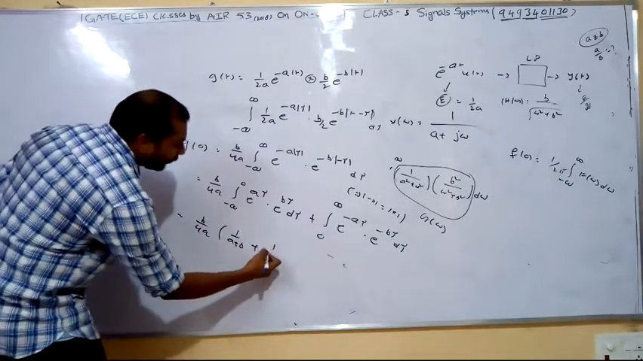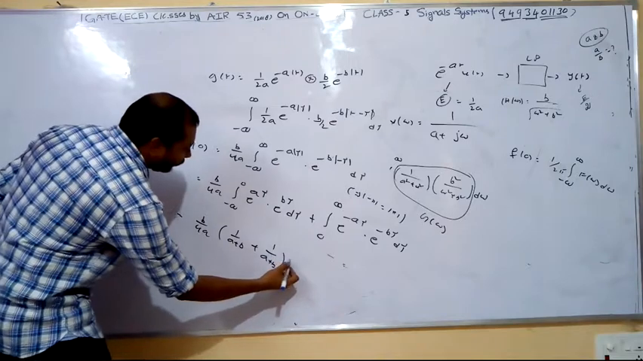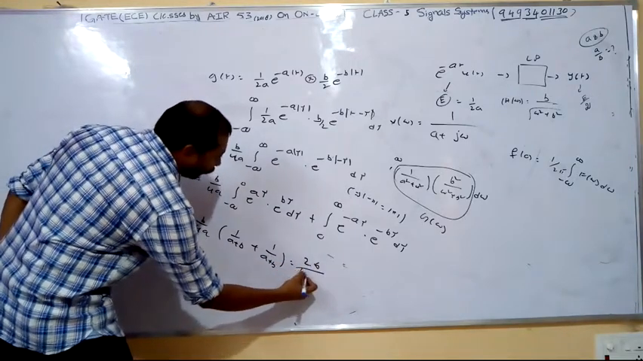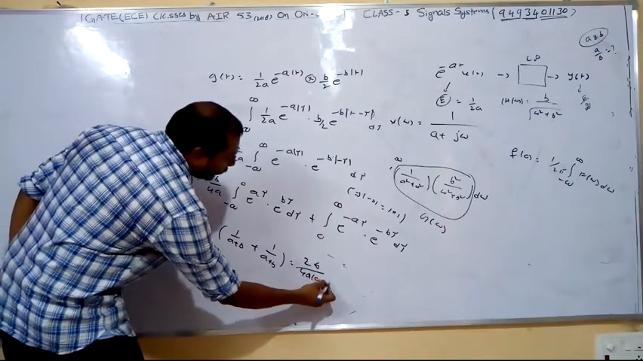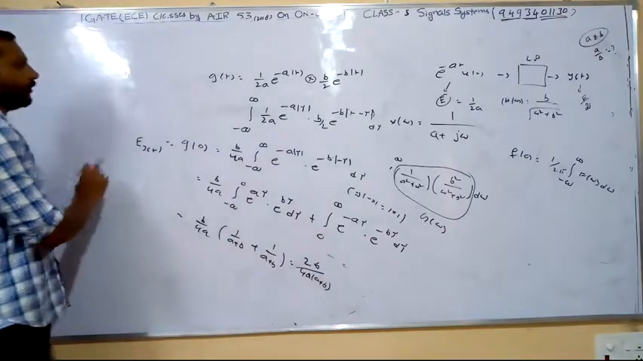So this we will get is 1 by a plus b, so this is equal to 2b divided by 4a into a plus b, 2b divided by 4a into a plus b. This is the energy of the signal y of t.